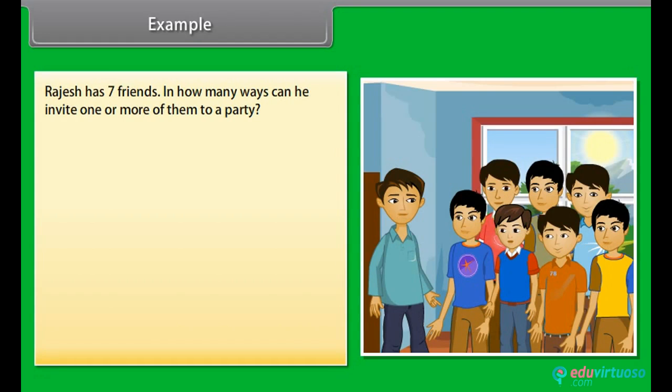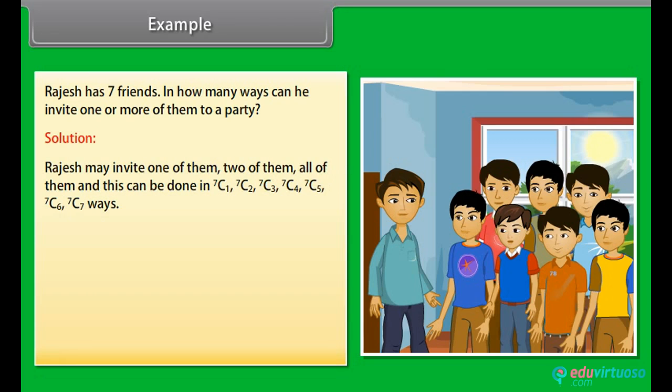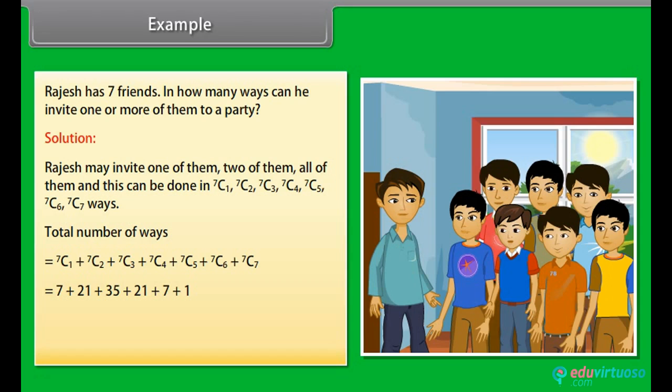Rajesh has 7 friends. In how many ways can he invite one or more of them to a party? Solution. Rajesh may invite one of them, 2 of them, up to all of them, and this can be done in 7C1, 7C2, 7C3, 7C4, 7C5, 7C6, 7C7 ways. Total number of ways is equal to 7C1 plus 7C2 plus 7C3 plus 7C4 plus 7C5 plus 7C6 plus 7C7, which is equal to 7 plus 21 plus 35 plus 35 plus 21 plus 7 plus 1 is equal to 127.